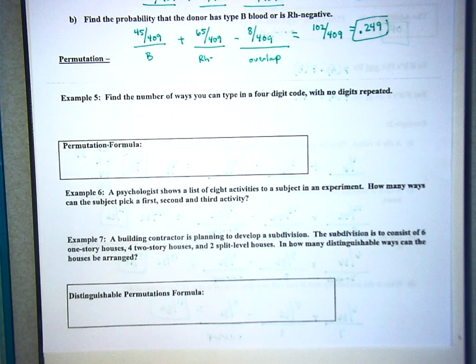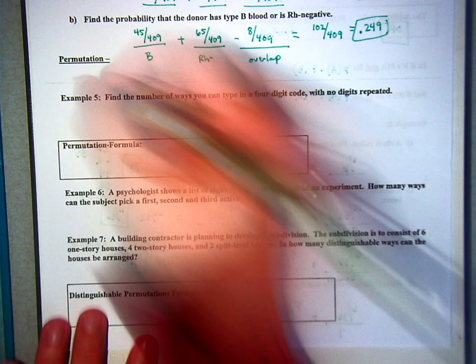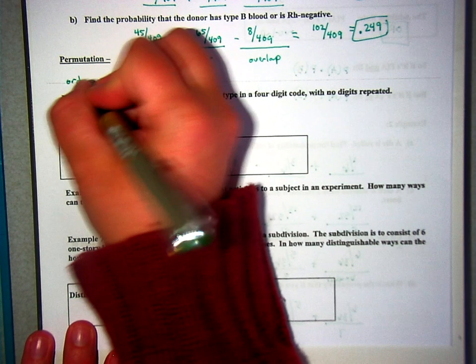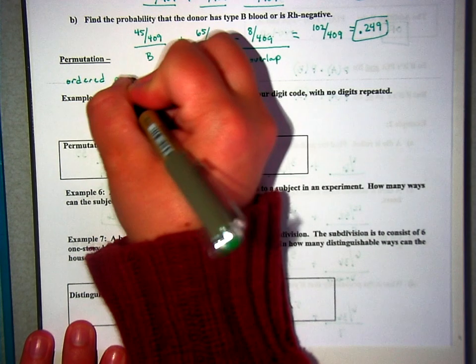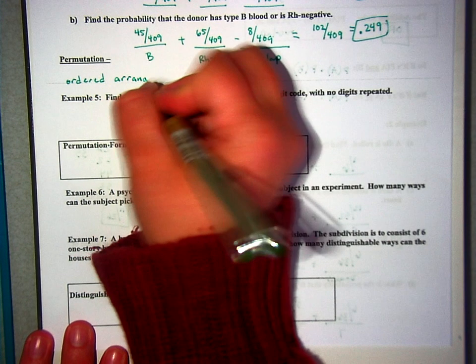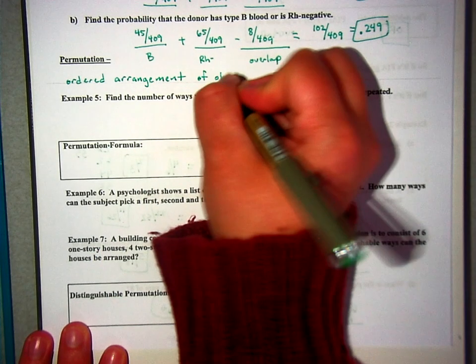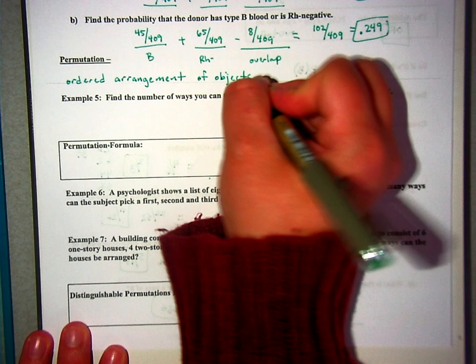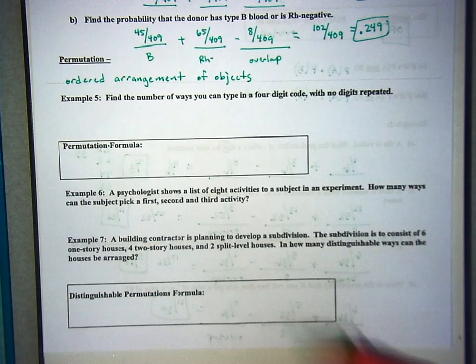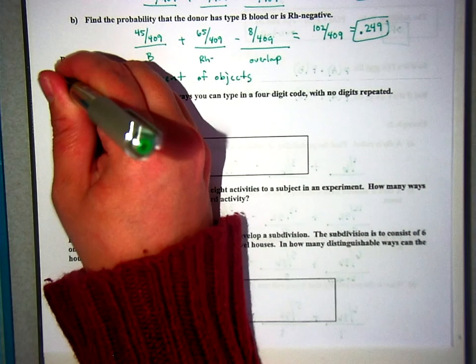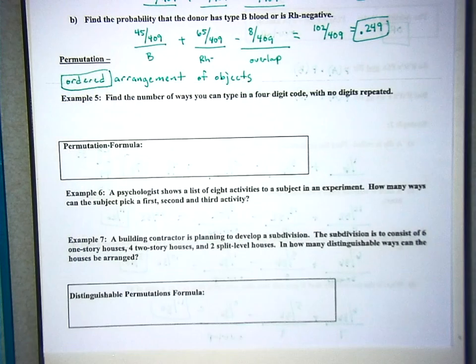Okay, so we're going to start with a permutation. We've gone pretty far in this book so far. This is good. We're going to slow down. A permutation is an ordered arrangement of objects. The big important word there is the word ordered.